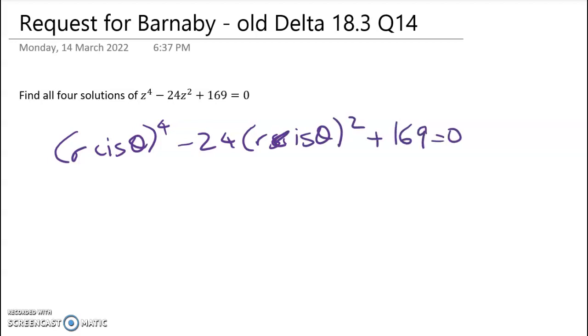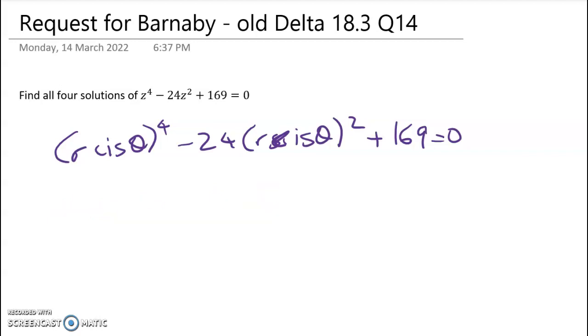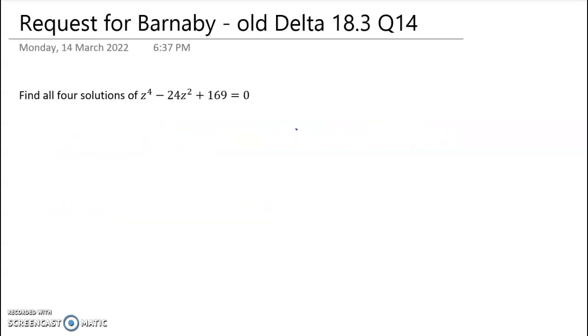then it kind of looks promising, because we get r to the power of 4 cis of 4 theta minus 24 r squared cis 2 theta plus 169 equals 0. And it looks like you can do some kind of double angle thing in there. I'm sure you can, but there are two way easier ways to do this. The key is not to switch to polar too early here.